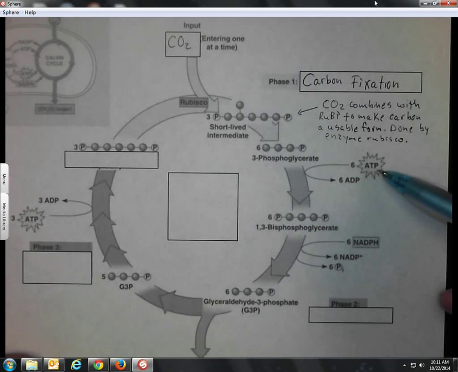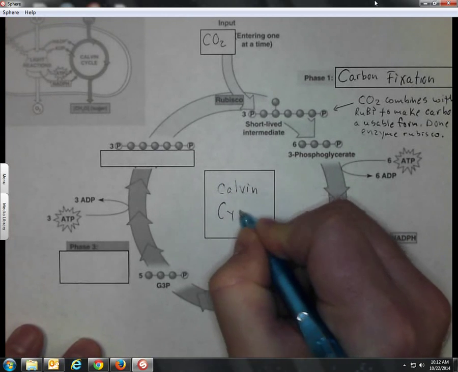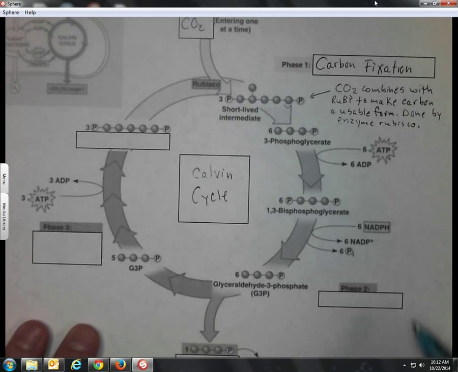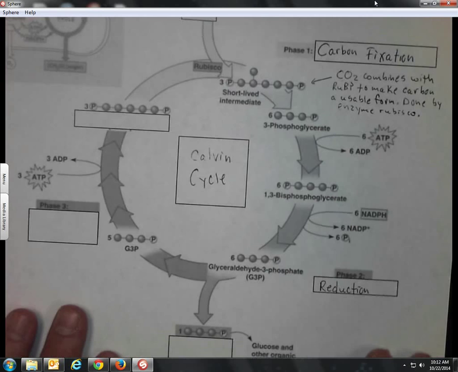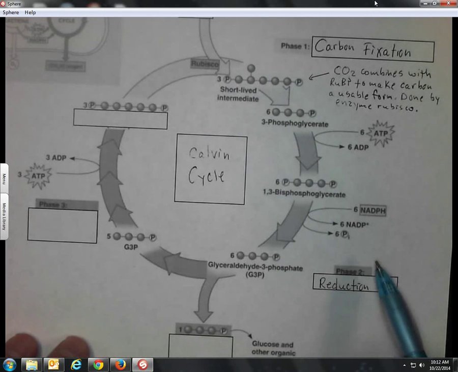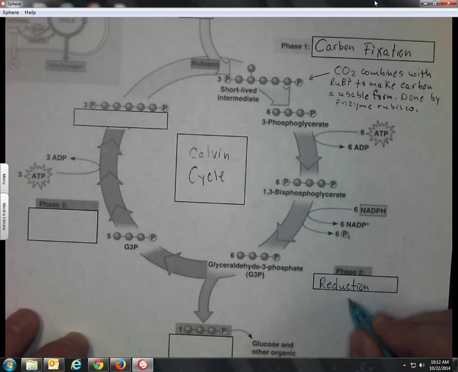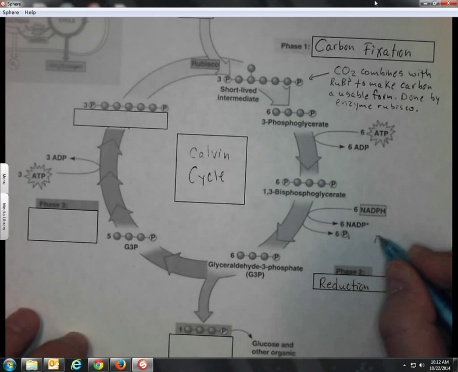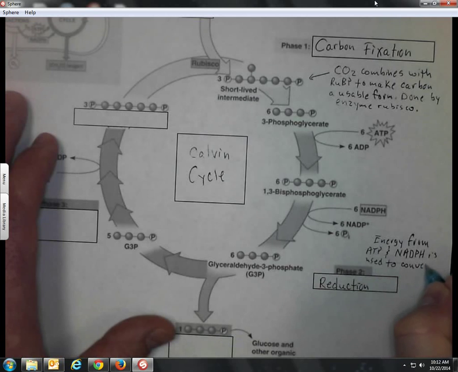Okay. The second, this is the Calvin cycle. Let me go ahead and label that. The second phase of the Calvin cycle is called reduction. Okay, and what this means is that the energy from our NADPH and from ATP is used to convert this new molecule. Okay, we're going to call this molecule biphosphoglycerate. We're going to call it PGA.